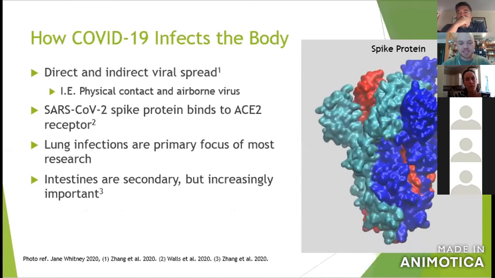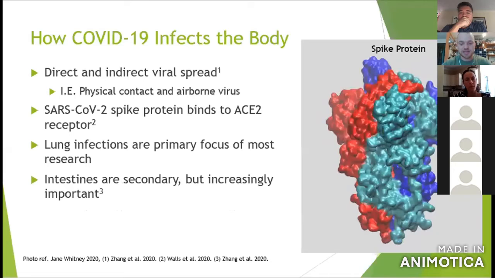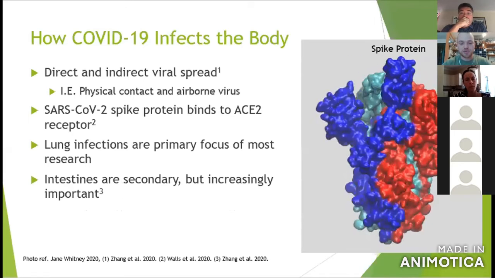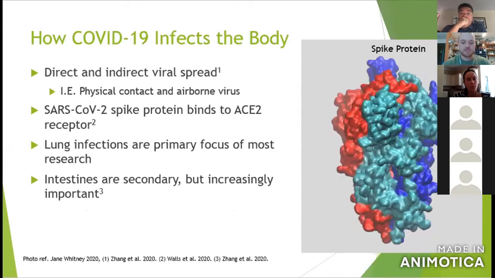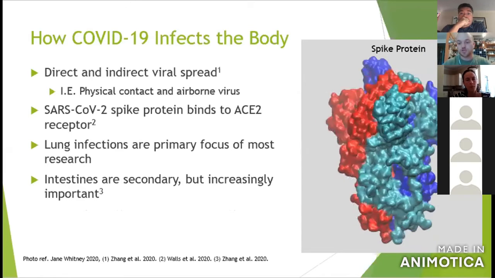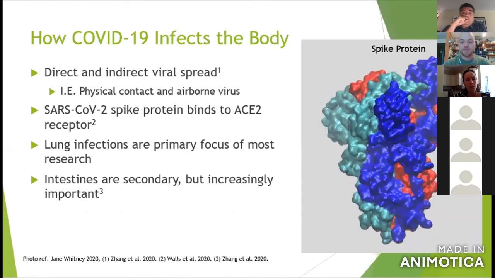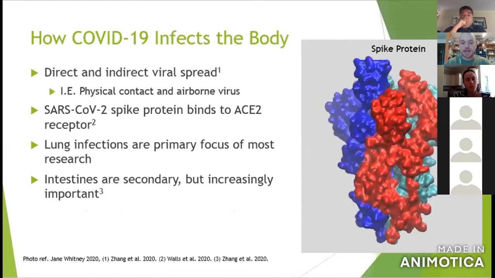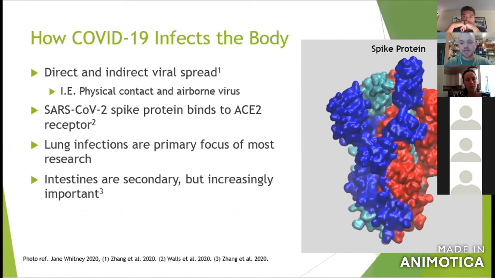My next subject is how COVID-19 infects the body. It can do this through direct and indirect methods. The direct is physical contact, which is where social distancing is important, because if I were to shake your hand and I had virus particles on my hand, they would be transferred to you. But the other major way it can spread is through the airborne route. And this is why masks are so important.